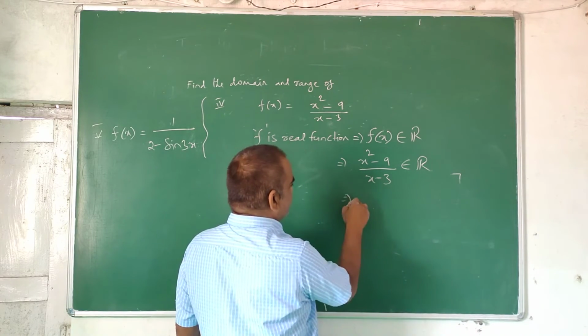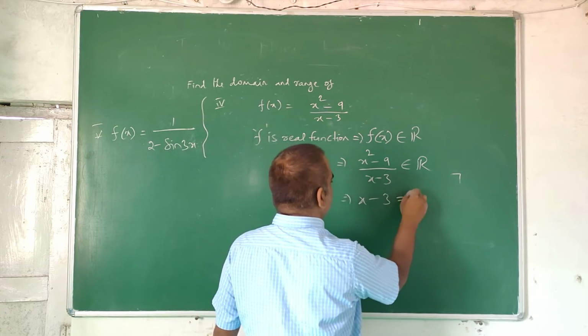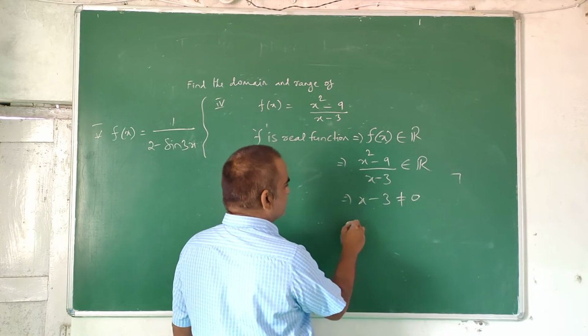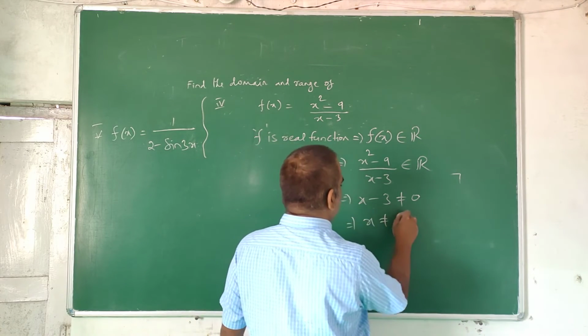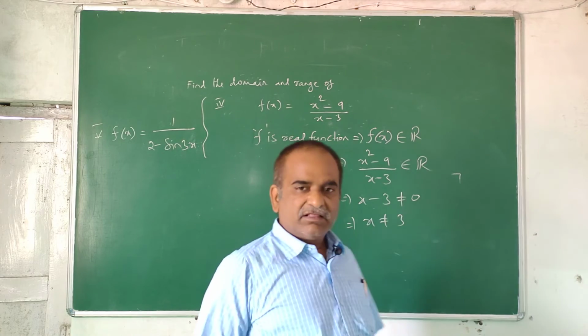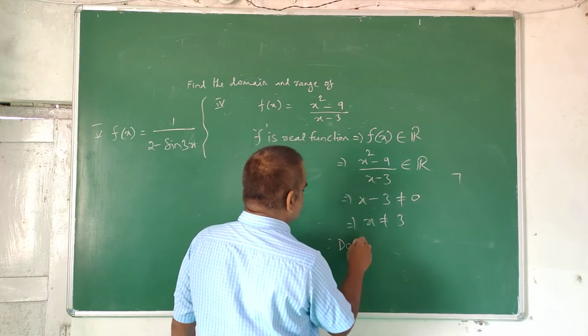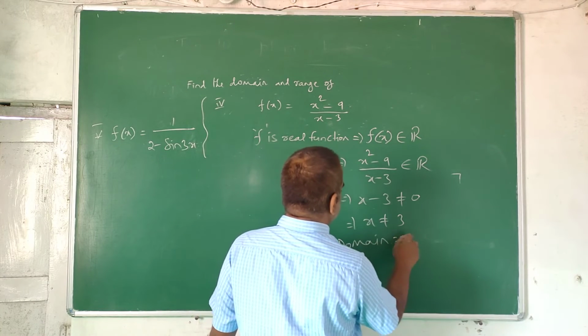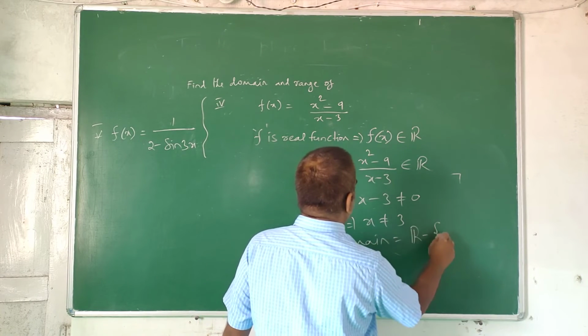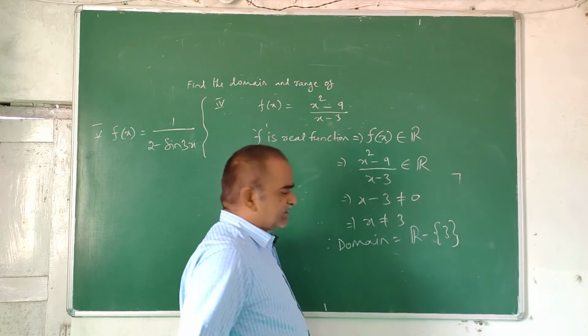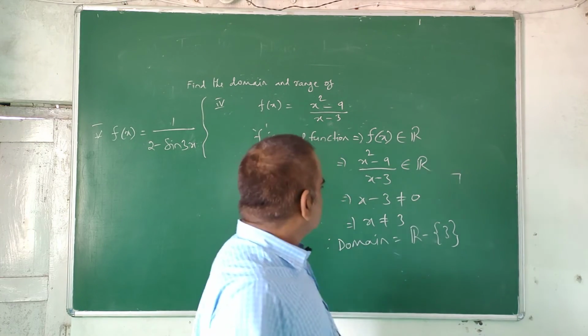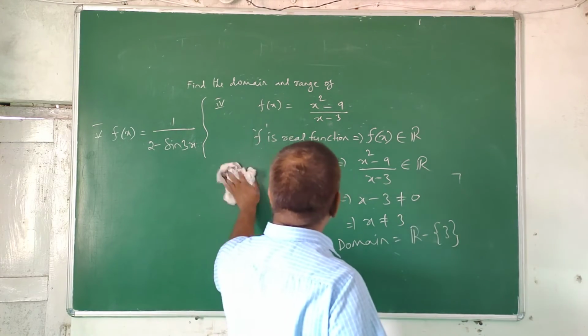So this implies x minus 3 should not be 0, the denominator. This implies x should not be 3. Therefore, the domain is the set of all real numbers excepting 3. Understood?